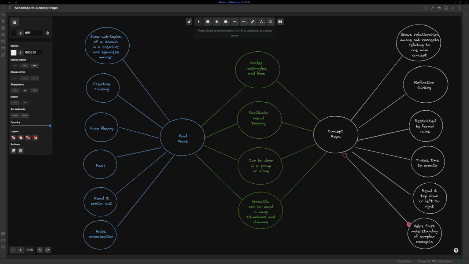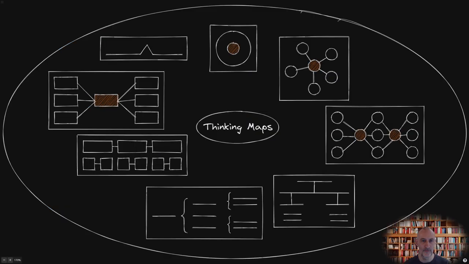As you can see, double bubble maps are great for exploring the similarities and differences between ideas and things. This concludes the introduction of the double bubble map. In the next video, I will cover tree maps.